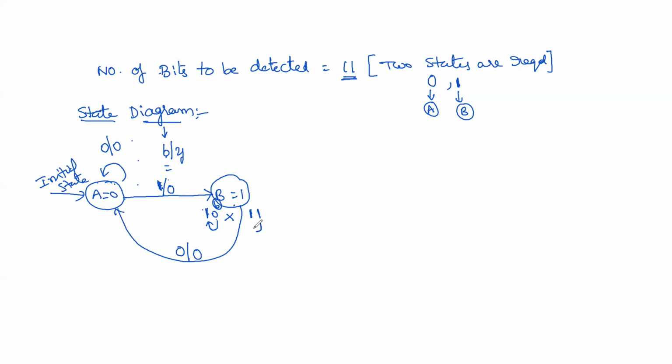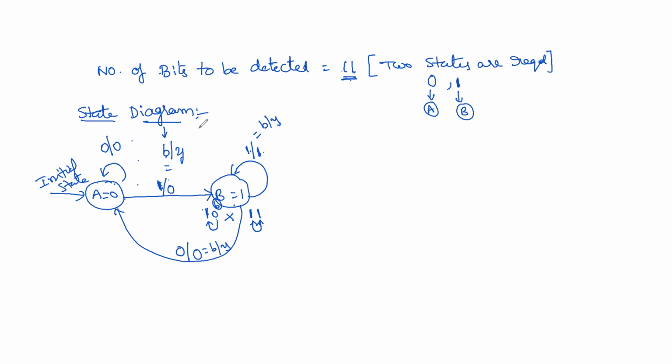Now we have to check these two bits. These two are matched with each other, so it goes to a self loop. So this is B by Y, which is equal to 1 by 1 now. B equal to 1, then the output is 1, because when two consecutive ones are there, the output should be 1. So this is the state table.